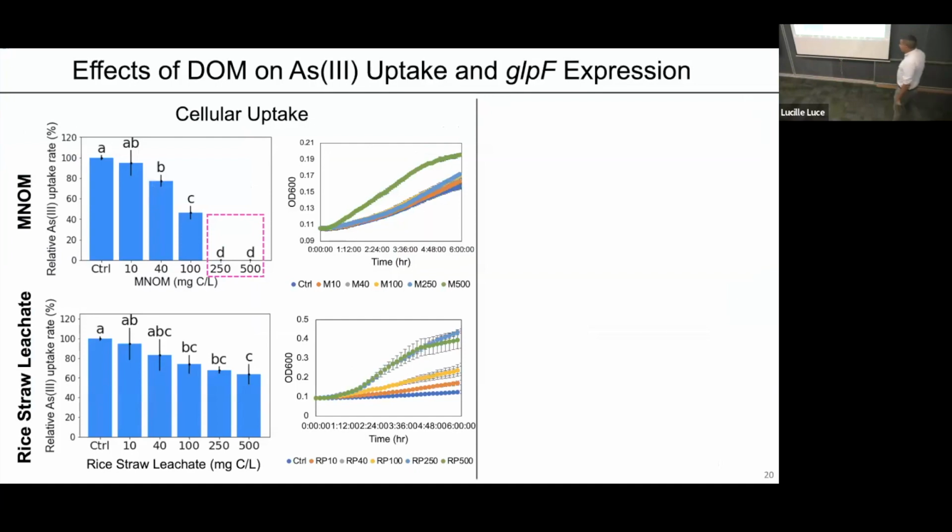And so we saw here with the Mississippi NOM, consistent with what we expected from before, as we increase the DOM or DOC concentration, if this is showing the arsenic uptake rate, we see this decrease in the arsenic uptake, where at very high DOC concentrations, uptake is completely inhibited. And for the rice straw leachate, we see a similar trend, but the effect is not as significant as what we saw for this Mississippi NOM. And in both cases, it's important to note we see DOM is stimulating cell growth, as an indication that there's a lot of bioavailable carbon.